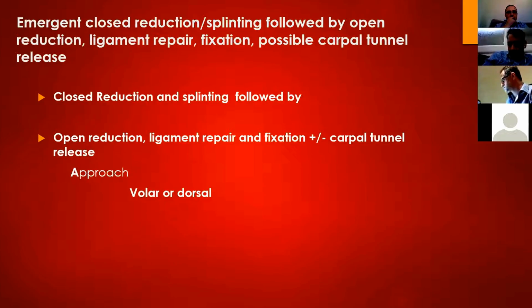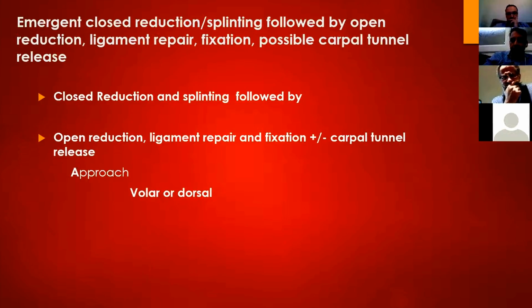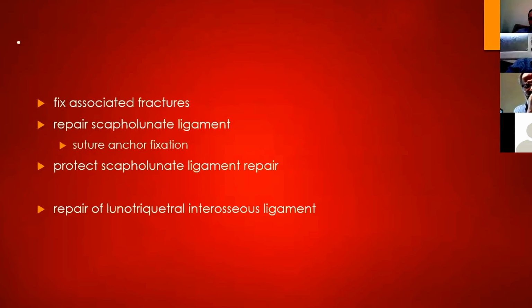Then the second stage will be open reduction along with ligament repair with fixation. The dilemma is whether you need to go for a volar approach or a dorsal approach. If there is median nerve compression, then you will go for a volar approach. If there are no median nerve symptoms, then most hand surgeons prefer a dorsal approach. But again, it depends on the surgeon's choice.